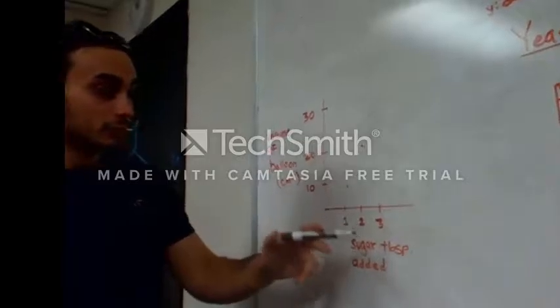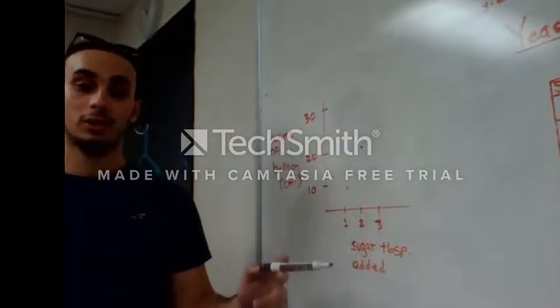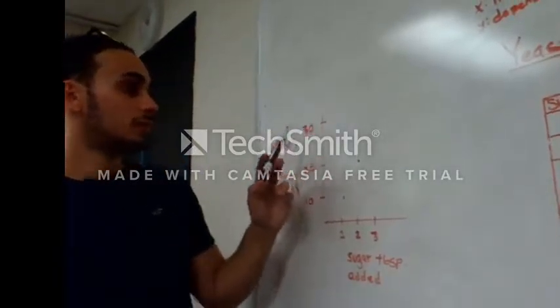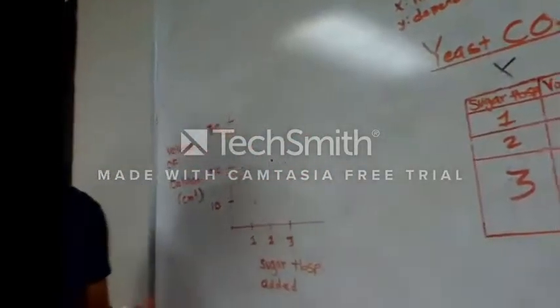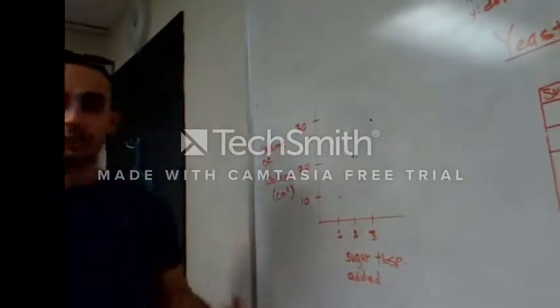And for our third data point, it would be 3 tablespoons of sugar, which would match up with 30 centimeters cubed of the volume of the balloon. So we would match it up here. So those would be our 3 data points.